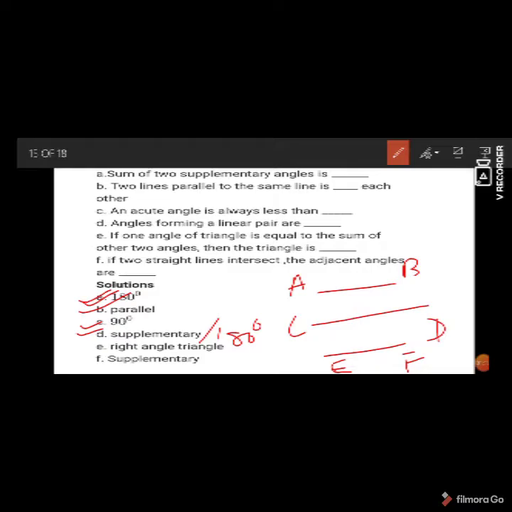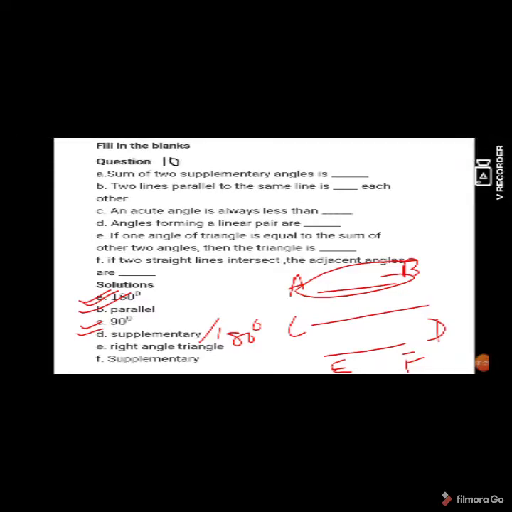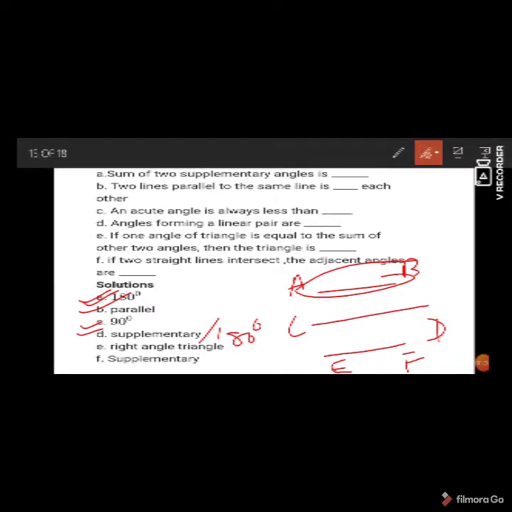If one angle of a triangle is equal to the sum of the other two angles, then the triangle is, so suppose we have a triangle A, B, C. The sum of A and C, these two angles, is equal to one of the angles, that is B. So angle A plus angle C is equal to angle B. So we can say that angle B is 90 degree. So we can say such a triangle is a right angle triangle.